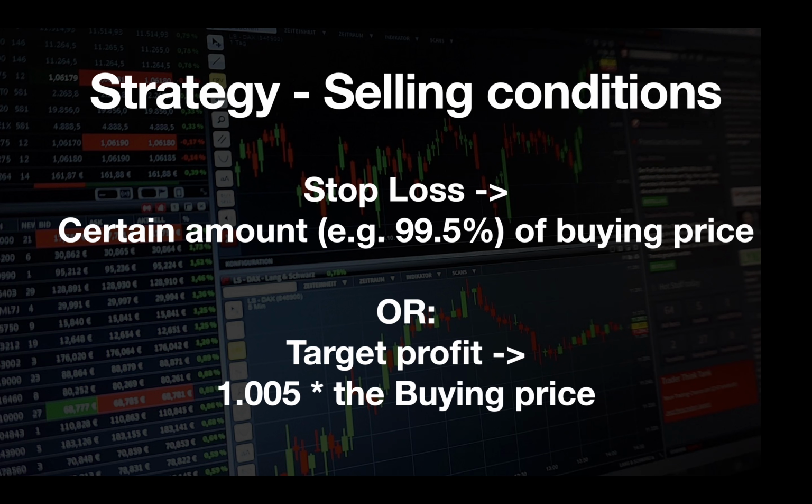Take a look at the selling conditions. We are implementing a stop loss system where we are taking a certain amount, for example 99.5% of the buying price as our stop loss limit. Or, and this is the desired outcome, we are reaching a target profit of 0.5% on top of the buying price.